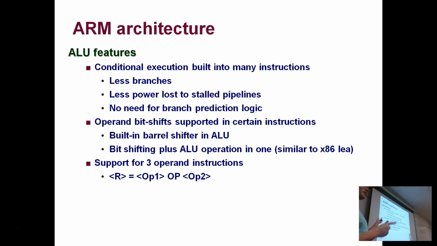The idea is similar here, but rather than it being in the addressing logic, it's built in natively into the ALU instructions. So everything could be barrel shifted, like shift left or shift right, before you call the add or the multiplier, these sorts of things. Okay, so bit shifting and ALU operations in one. And then they also support 3 operand instructions where you have a destination and 2 source operands, rather than just 2 operands in which one of them is a destination, like in x86.